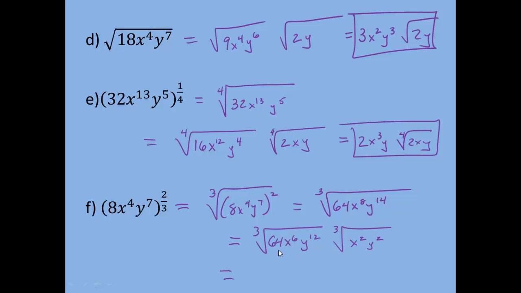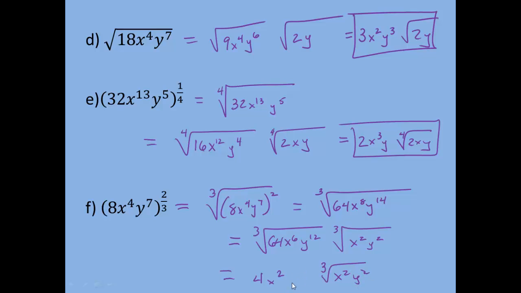We can evaluate the first one. Can't do anything with the second. Cube root of 64 is 4. Cube root of x to the 6th, remember we're doing 6 divided by 3, so it'll be x squared. And then y to the 12th, remember taking the cube root of that you're dividing by 3, is y to the 4th power. And then we have left over here just the cube root of x squared, y squared.